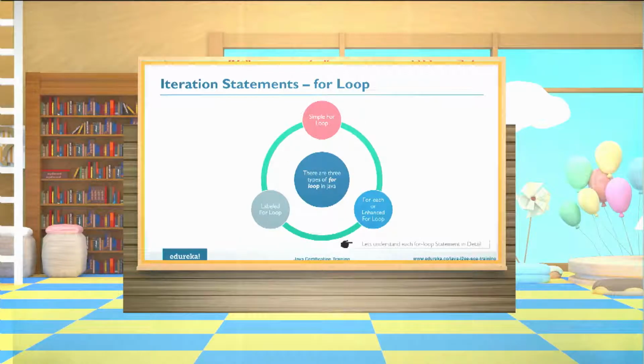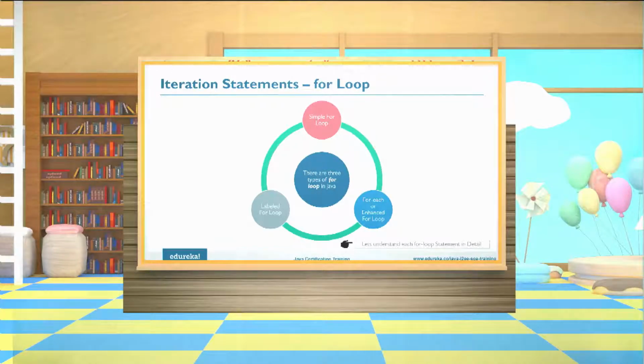There are three types of for loop in Java. Simple for loop, similar to C, like for int i equal to 0, i less than 10, i plus plus would be a simple for loop. For each or enhanced for loop, and labeled for loop.